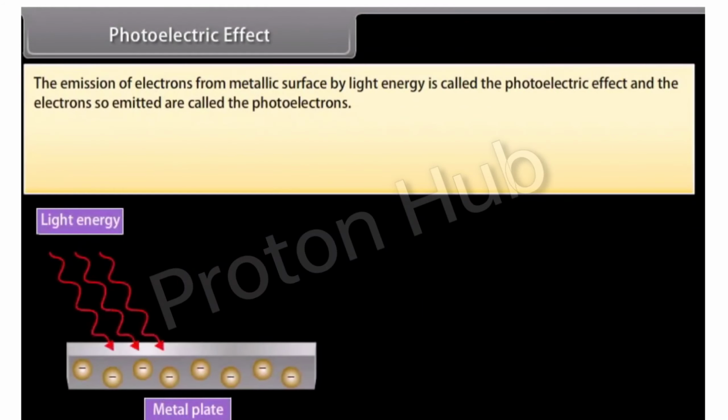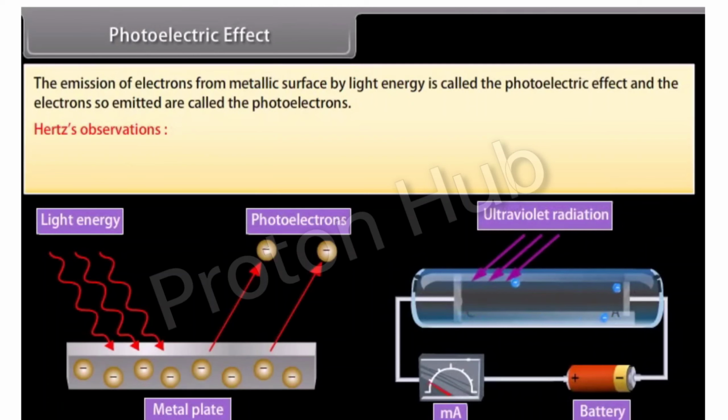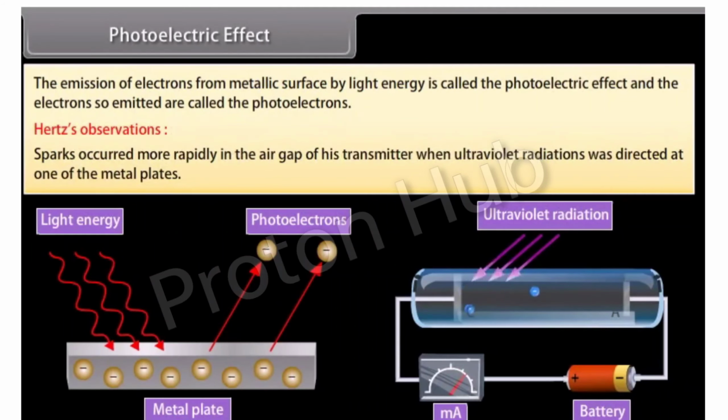Photoelectric effect. The emission of electrons from metallic surface by light energy is called the photoelectric effect, and the electrons so emitted are called the photoelectrons. Hertz observations. While performing an experiment for production of electromagnetic waves by means of spark discharge, Hertz observed that sparks occurred more rapidly in the air gap of his transmitter when ultraviolet radiation was directed at one of the metal plates. Hertz could not explain these observations, but other scientists did. They said that the cause was the emission of electron from metal plate due to incidence of high-frequency light. This is photoelectric effect.